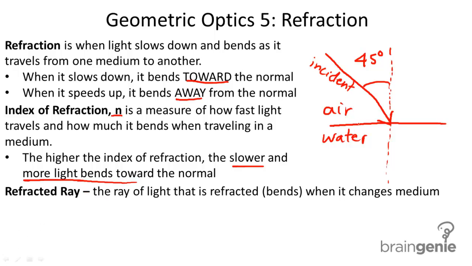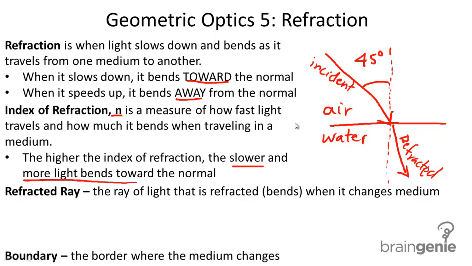Now, my refracted ray is the ray of light that bends when it changes medium. So as the light ray changes from air to water, it will slow down and it will bend toward the normal. So here it's the refracted ray. We call this the refracted ray.